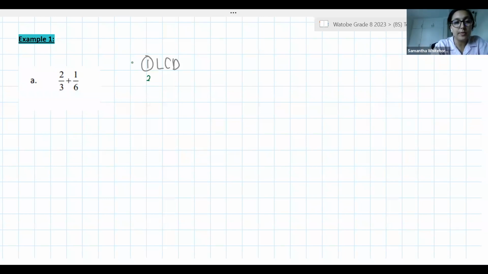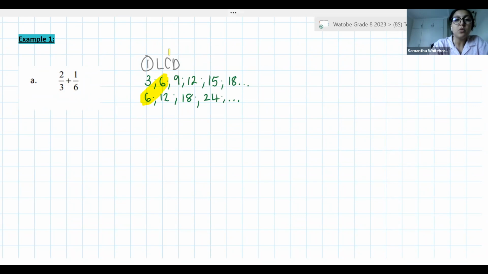You take your two denominators and you list their multiples. So 3, 6, 9, 12, 15, 18, and so on. And then I go to my denominator of 6: 6, 12, 18, 24, and so on. Now, once you've listed a couple, you need to find the smallest one that's common to both.